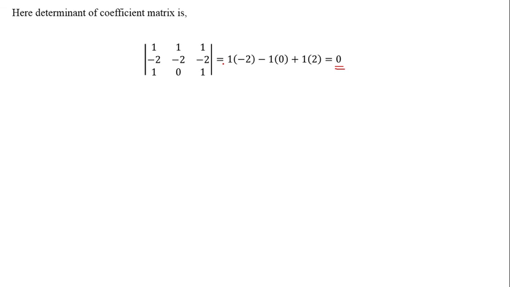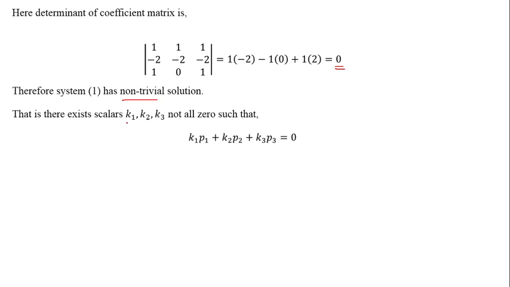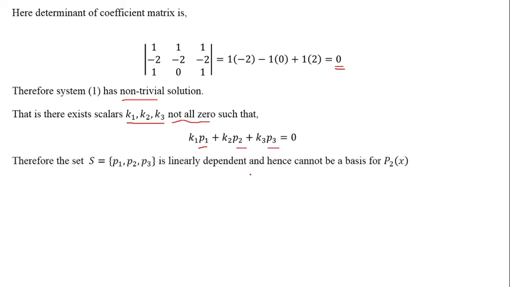Then what is the conclusion? The determinant is 0, so the system has a non-zero or non-trivial solution. Non-trivial means infinitely many. That is, there exist scalars k1, k2, k3, not all 0, such that the linear combination k1p1 + k2p2 + k3p3 = 0. Therefore these vectors are linearly dependent. And since the given set is linearly dependent, it is not a basis for the given vector space.